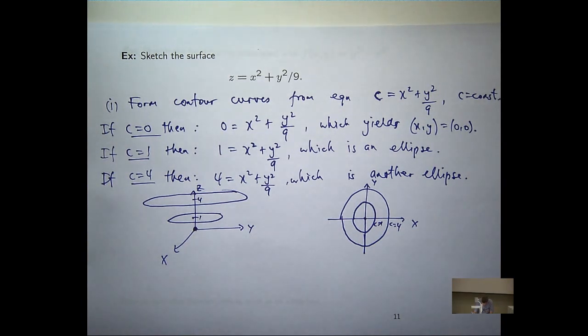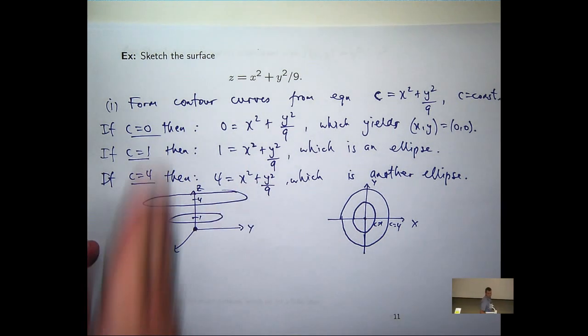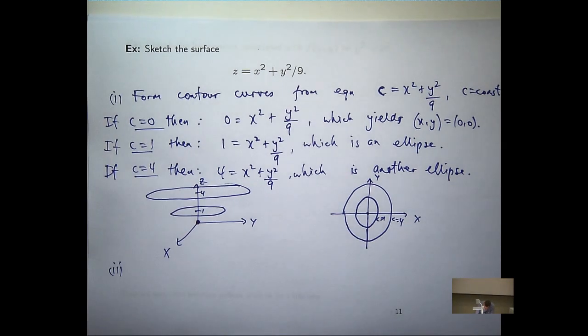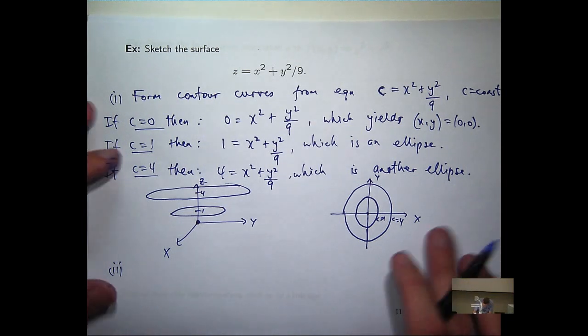Okay, so how do we put it all together? Well, there's one more thing that we'd like to do. Can anyone remember what we want to, what's left to do? Yes. Let's do some intersections with, instead of horizontal planes, with vertical planes. So this is the second and last thing. You don't have to do this every time, but it's a good idea.